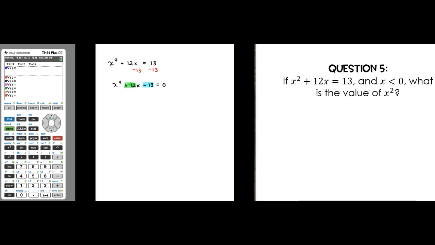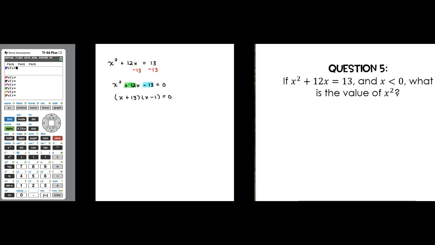And very quickly, we hopefully can come up with two factors. I think that if we were to multiply positive 13 and negative 1, we would in fact get that negative 13. If we were to add positive 13 and negative 1, they add to give positive 12. So this will be our two factors.